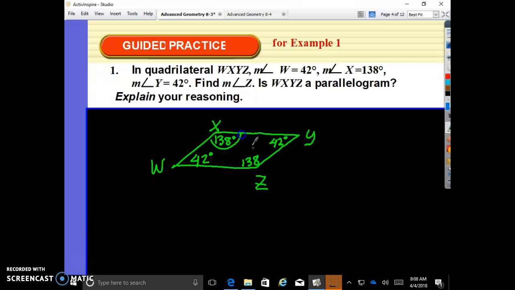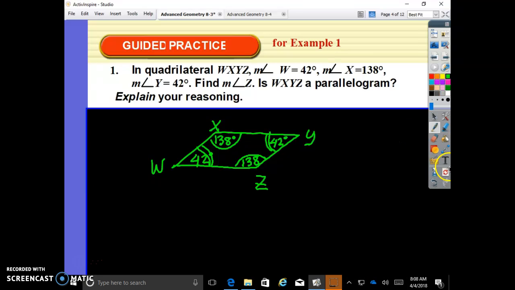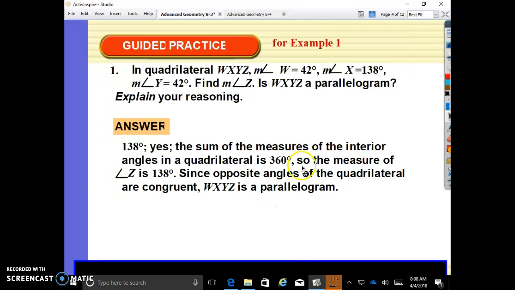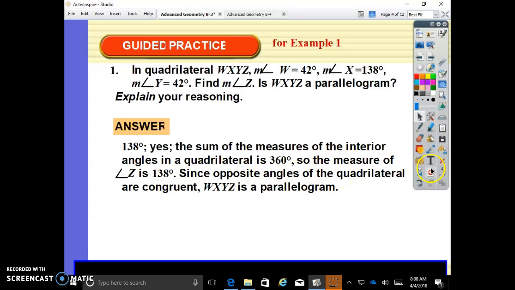Now, because opposite angles are congruent, it is a parallelogram. So if opposite sides are congruent, it's a parallelogram. If opposite angles are congruent, it's a parallelogram. So since the sum of the interior angles of the quadrilateral is 360, it leaves Z as 138. Now that opposite angles of the quadrilateral are congruent, it must be a parallelogram.